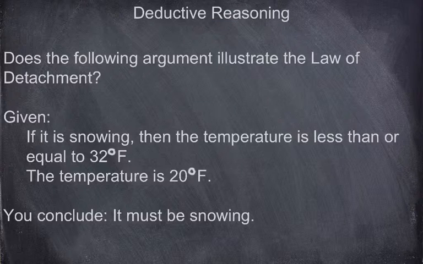So now here we have a new problem. Does the following argument illustrate the law of detachment? So the question is, again, does it follow the law of detachment? Here's the conditional that we're given. If it is snowing, then the temperature is less than or equal to 32 degrees Fahrenheit.